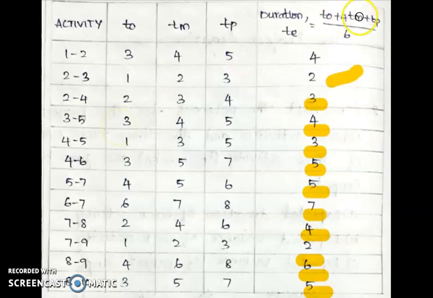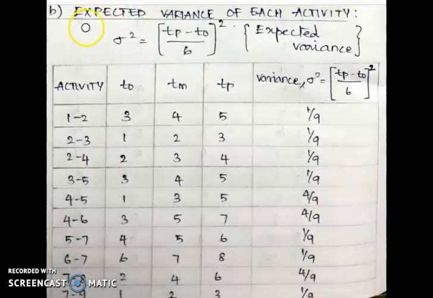Once we find these values, we should construct the network diagram. With the network diagram we should find the EST and the LST. The second question is to find the variance of each activity.